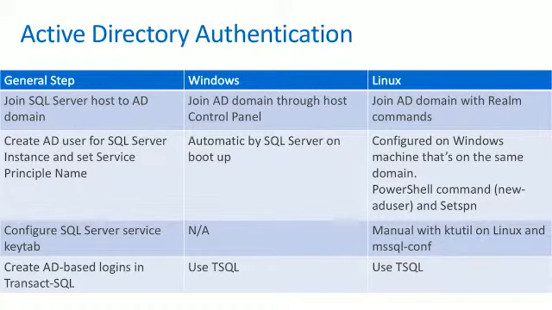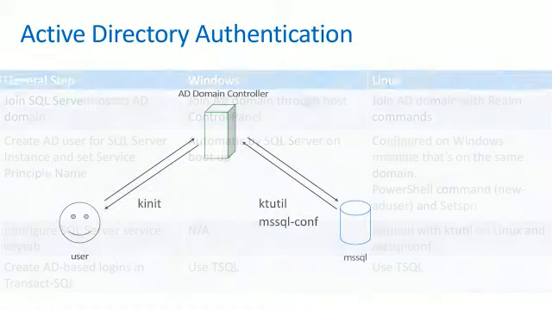So the next step is configuring a SQL Server service keytab. On Windows, again, this is done automatically at boot up time, so you don't have to do this. The keytab file contains the service principal and the encrypted keys so that AD users can connect to the SQL Server service. On Linux, this is achieved by using the ktutil tool, and mssql-conf to tell the SQL Server instance to use that keytab. And the last step is to create an AD-based login in T-SQL. This is the same across Windows and Linux.